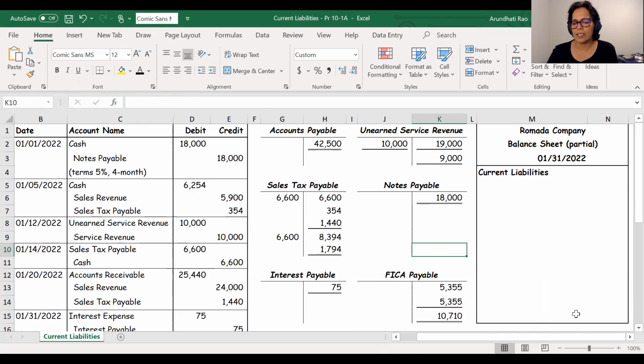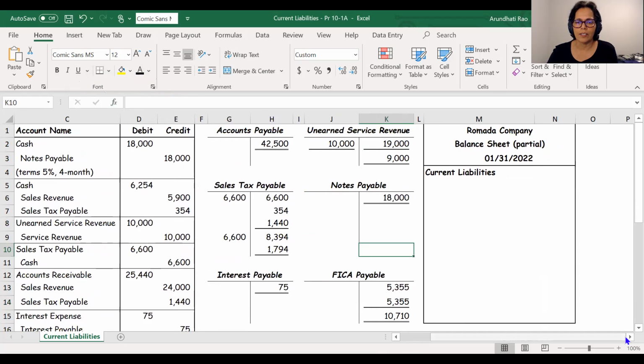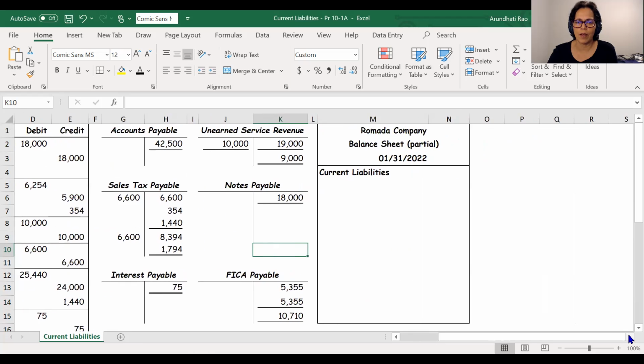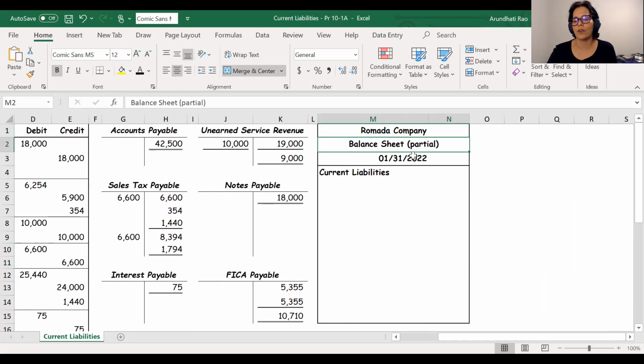Now that I have the balance in all the accounts, I'm ready to prepare my balance sheet. Again, remember, this is just a partial balance sheet that we're preparing. We don't have all the information to prepare a complete balance sheet. But still, we have to stay true to form. Start out by writing the name of the company, name of the statement, and then in parentheses, we are going to write the word partial. Then we write the date, which is January 31st. And then we'll write current liabilities.